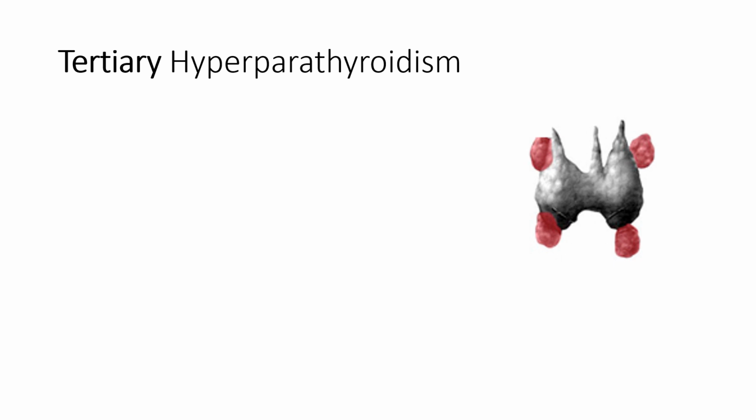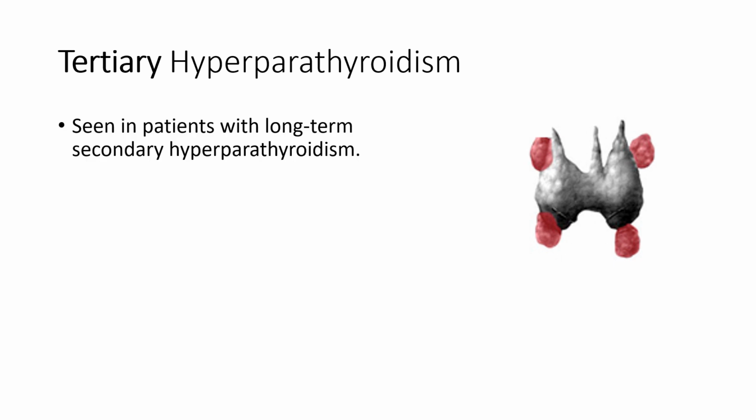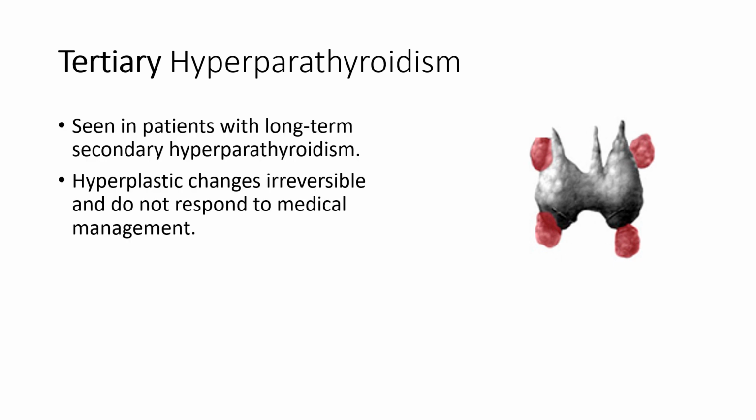If the secondary hyperparathyroidism goes on for a long time, it can oftentimes evolve into something called tertiary hyperparathyroidism. Tertiary hyperparathyroidism basically reflects irreversible hyperplasia of the parathyroid glands and loss of response to serum calcium levels. It's most often seen in dialysis patients who have been on dialysis for a long time, and it represents an autonomous activity, meaning that the glands are producing parathyroid hormone regardless of stimuli such as low calcium or high phosphorus levels.